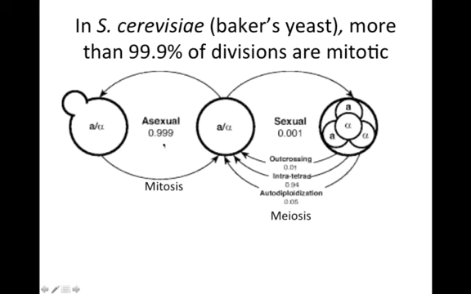And so what we're seeing here is that 99.9% of divisions are asexual. They're mitotic, just copying divisions. And this sexual stage is very brief. So we have fusion to give rise to a diploid, and then meiosis to get right back to the haploid, and then we go around here 999 more times.